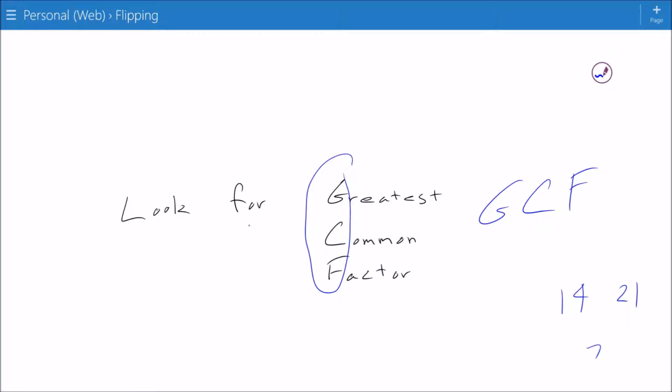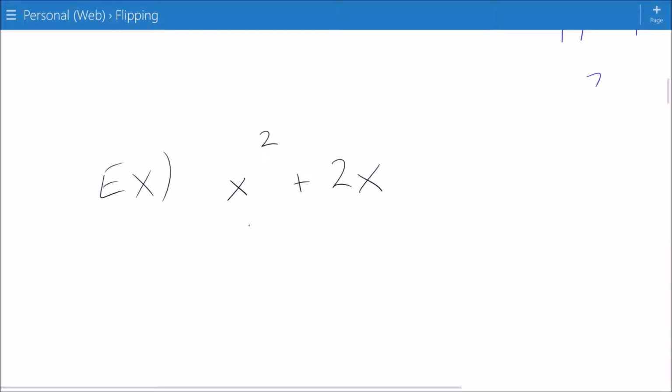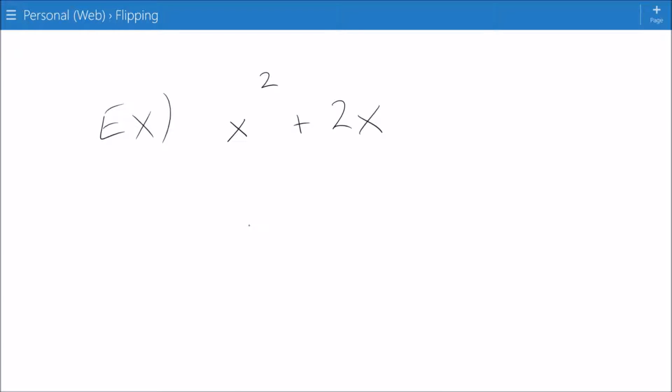We're also dealing with integers here. We're not going to be dealing really with any tenths or hundredths or the like. And the greatest, because that's going to be the most useful, so we don't have to keep dividing over and over again. So let's take a look here.